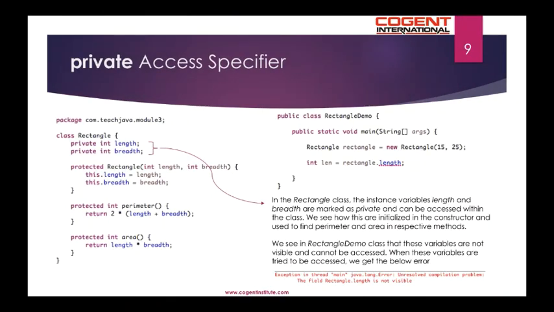Here's a program to illustrate the use of the private access specifier. Note that in this rectangle class, the instance variables length and breadth are marked as private and can be accessed within the class. We see how these are initialized in the constructor and used to find the perimeter and area in the respective methods. We see in the rectangle demo class that these variables are not visible and cannot be accessed. When we try to access these variables, we get the below error: Unresolved compilation problem. The field rectangle.length is not visible.